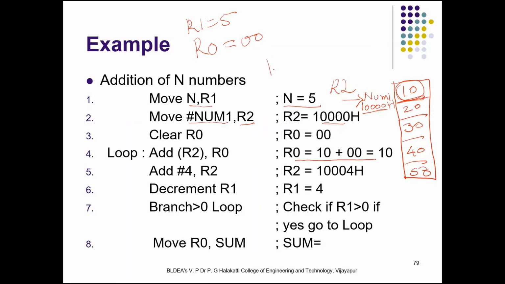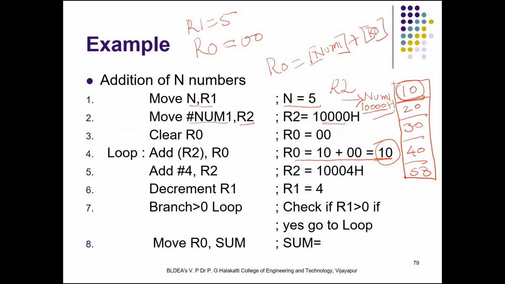this equation is nothing but R0 equal to content of num1 plus content of R0, right? So now R0 will become 10.